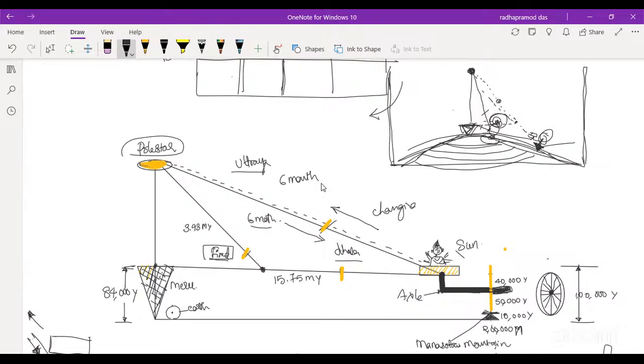But these two chords start moving up and down. So there will be a triangle like this. One side you fix, and two sides you change. So when the sun is going, these two sides will change direction.